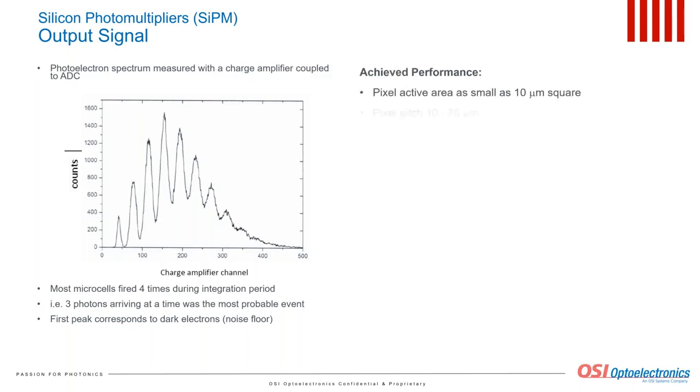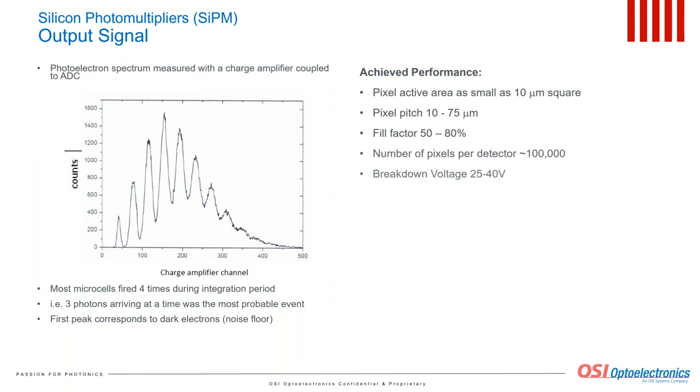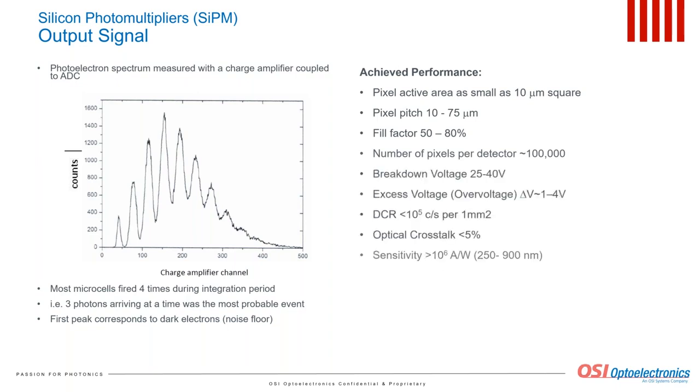The performance achieved by silicon photomultipliers is listed on the slide to the right. The fill factor of 50 to 80% means that more than half of the silicon chip is sensitive to light. The number of pixels per detector determines the dynamic range of the silicon photomultiplier. The device will be saturated if the number of photons arriving simultaneously approaches or exceeds the total number of micropixels.